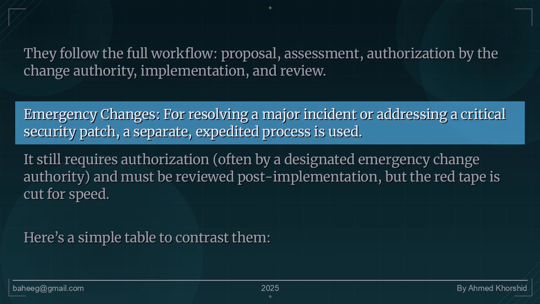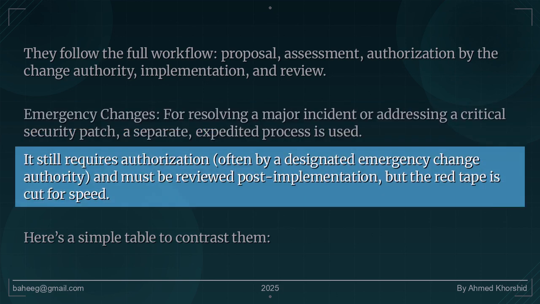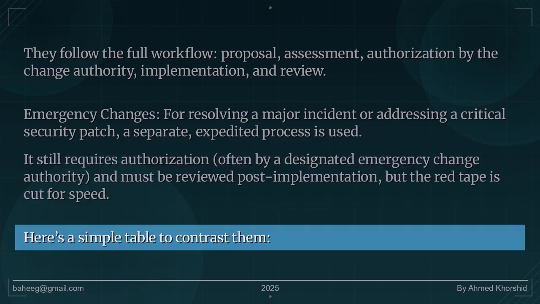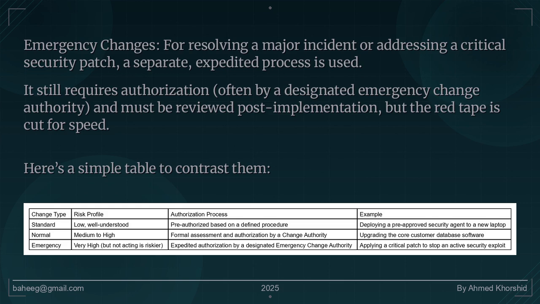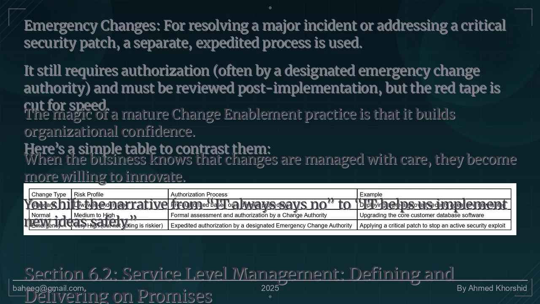Emergency changes. For resolving a major incident or addressing a critical security patch, a separate, expedited process is used. It still requires authorization, often by a designated emergency change authority, and must be reviewed post-implementation, but the red tape is cut for speed. Here's a simple table to contrast them. Change type, risk profile, authorization, process, example.